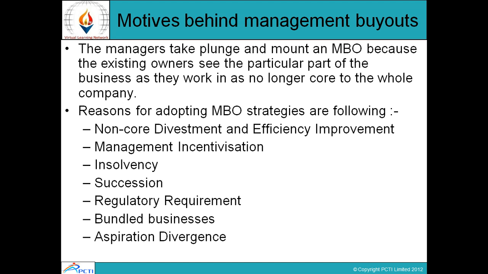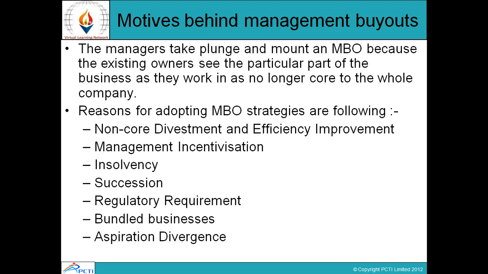When we talk about bundled businesses, there could be circumstances where a company acquires more than one business, that is a bundle of businesses, but they may not have intentions of operating all aspects of each business. They may opt out of a few of the businesses. So an MBO strategy can be adopted for divestment of the undesirable components.